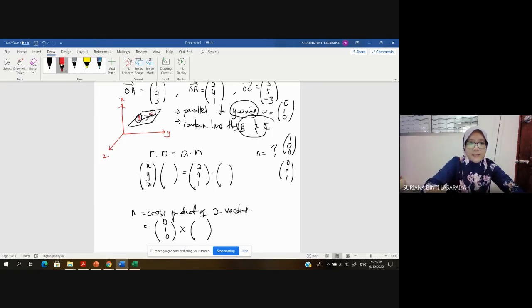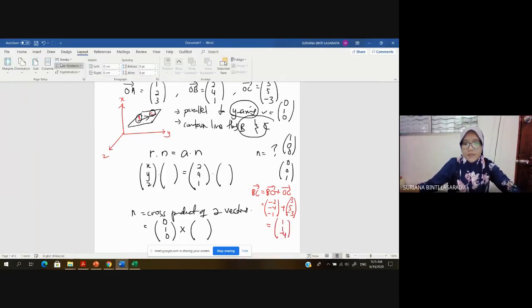So how to find BC? BC is equals to vector of BO plus OC kan? Boleh? So BO is -2, -4, -1 because you ada OB. But then kalau BO dia terbalik lah. Plus OC is 3, 5, -3. So what happened to this? It become 1, 1, -4. Kan? So we substitute inside here lah 1, 1, -4. Boleh?